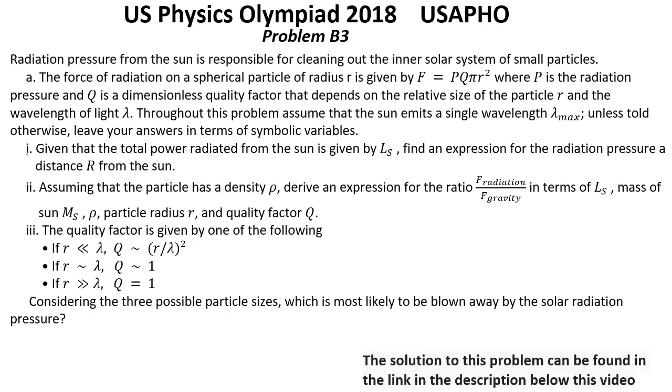III. The quality factor is given by one of the following. Consider the three possible particle sizes; which is most likely to be blown away by the solar radiation pressure?